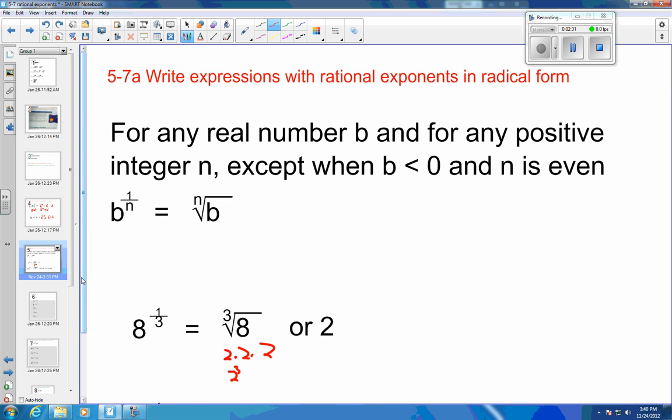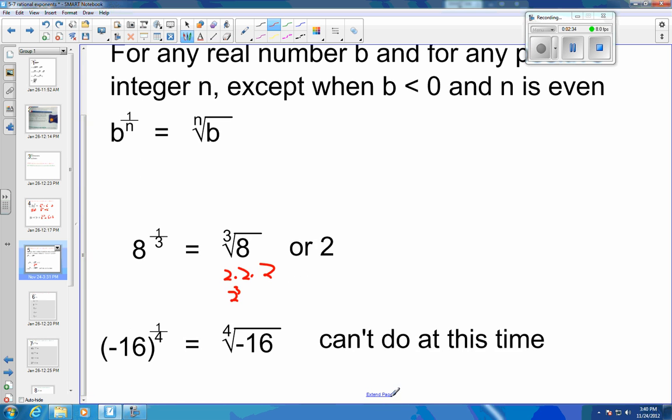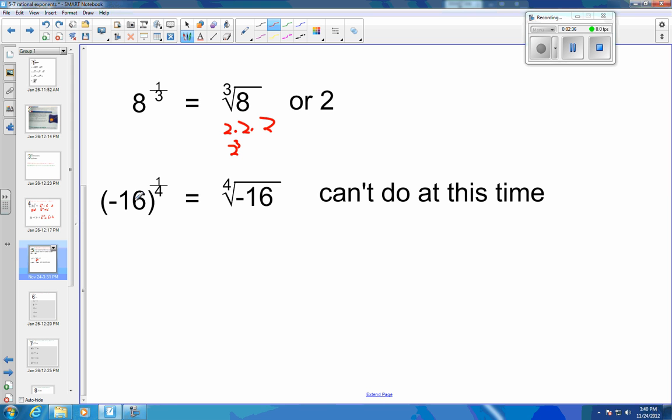But I'm talking about an exception with even, so let's look at the bottom part here. If this were negative 16 to the 1/4 power, that would actually be the 4th root of negative 16. But we can't square root a negative, so we can't 4th root a negative. So at this point, we can't do this. And note that this is at this time, because eventually we're going to be able to do this, just not right now.